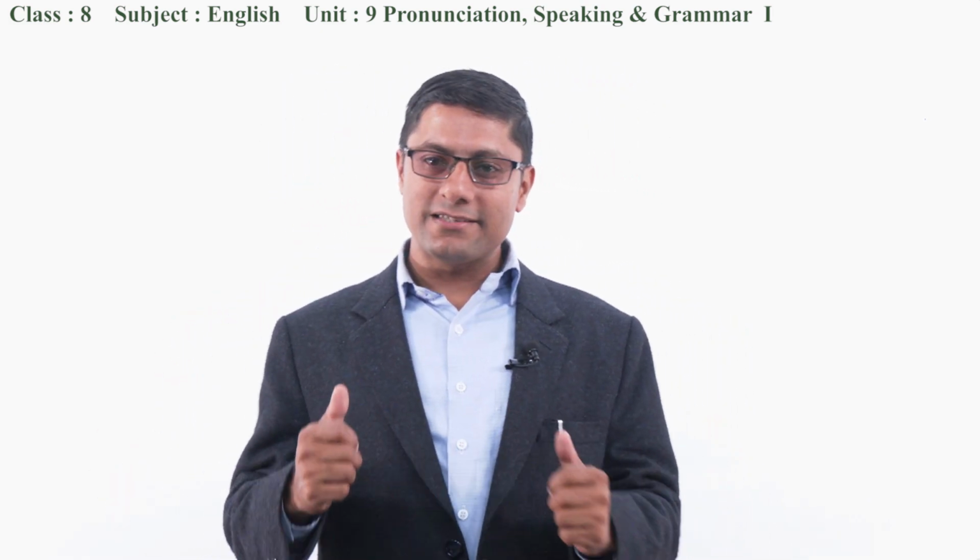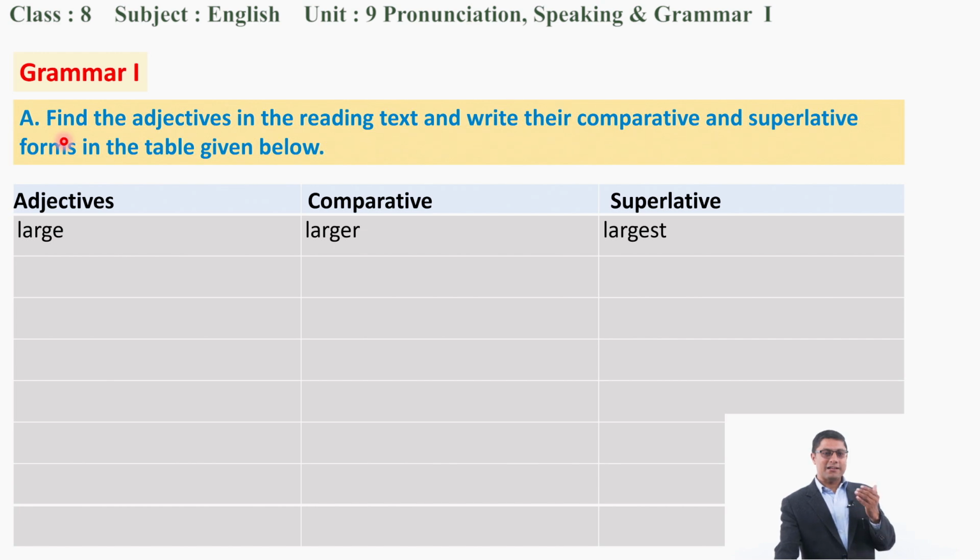Wonderful. We are going to deal with grammar. So please look at the activities under Grammar 1 in your textbook. Look at the first activity under Grammar 1. It says, find the adjectives in the reading text and write their comparative and superlative forms in the table given below. Do you know which reading text we are talking about?